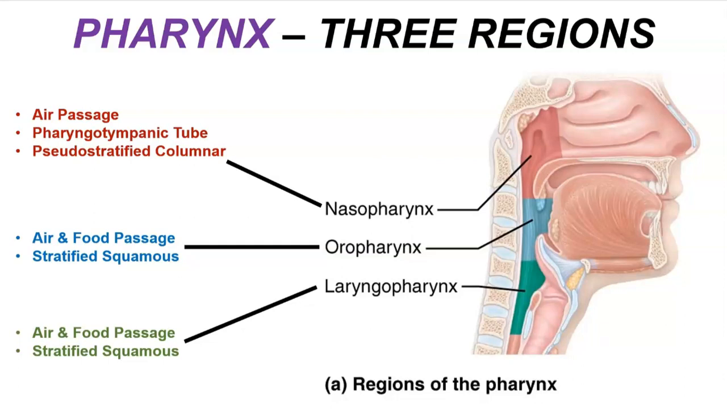The inferiormost part of the pharynx is called the laryngopharynx. Immediately inferior to the laryngopharynx is the esophagus, so it makes sense that the laryngopharynx functions as a passageway for both air and for food. So just like the oropharynx, it is also lined with a stratified squamous epithelial tissue.